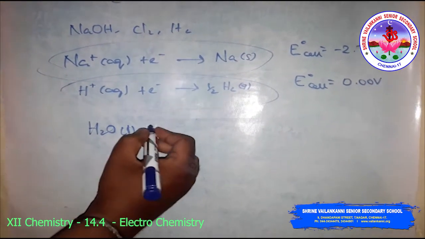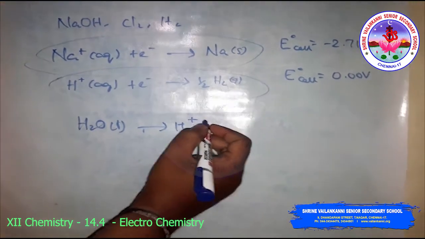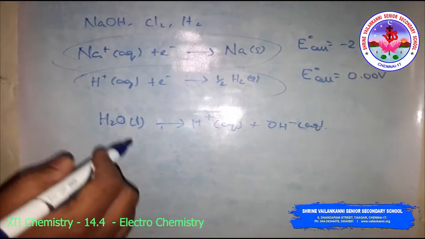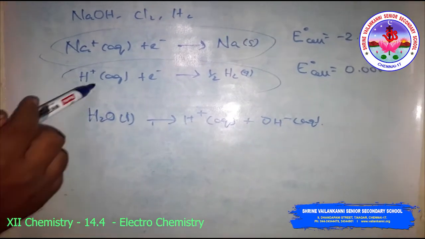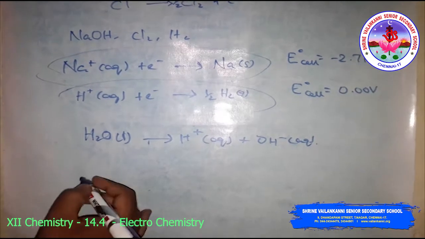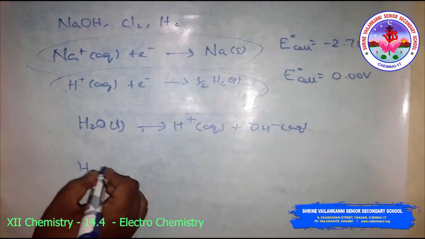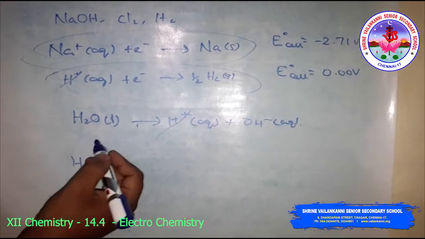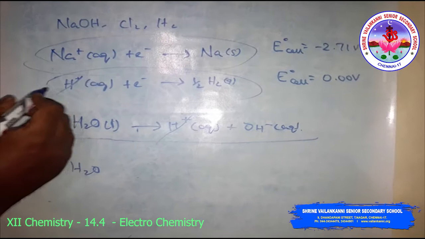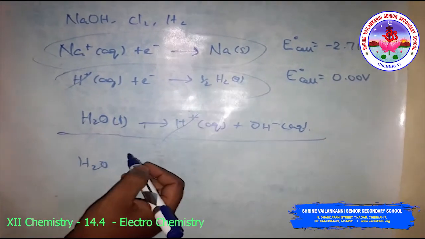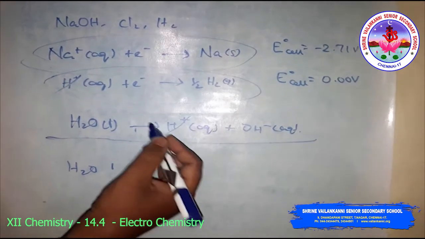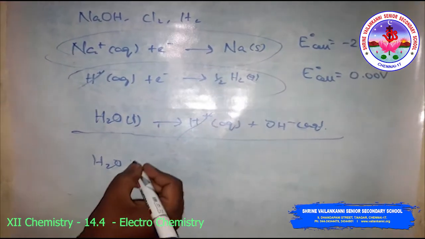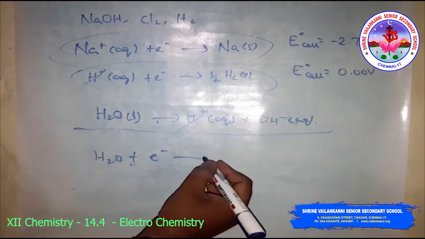Therefore the net reaction at the cathode is the sum of these two. The H+ cancels, and the remaining is H2O plus one electron giving half H2 gas plus OH- aqueous.